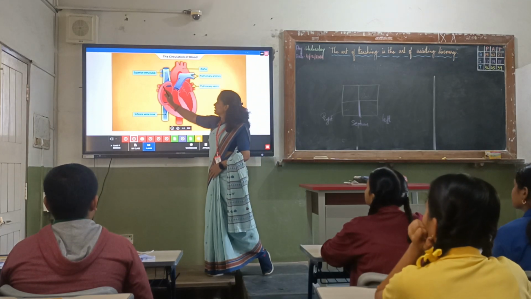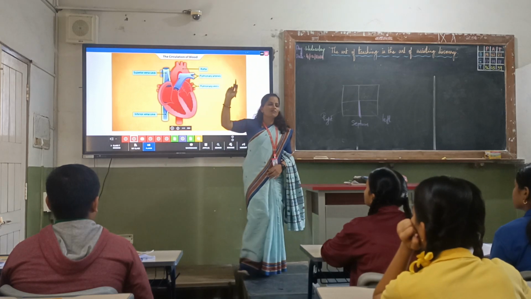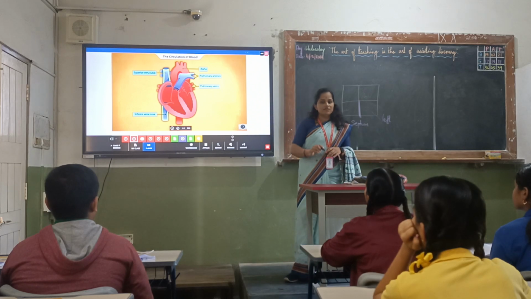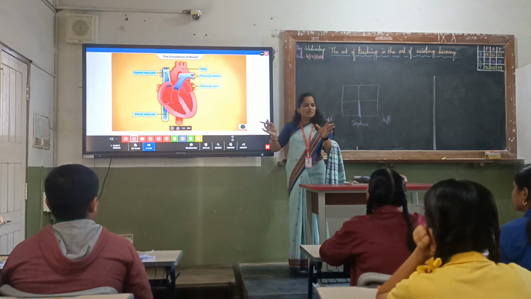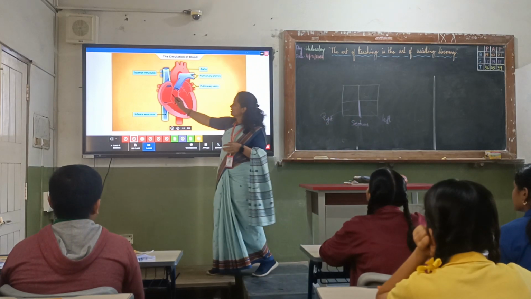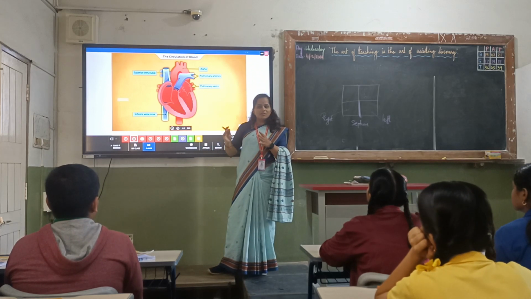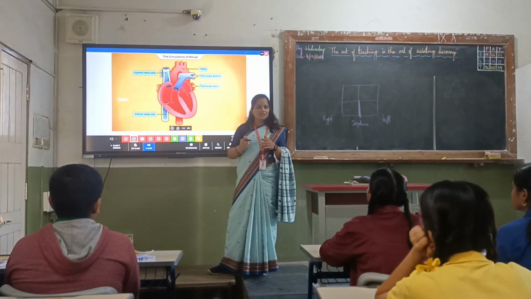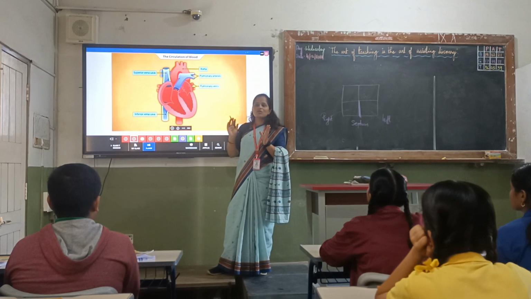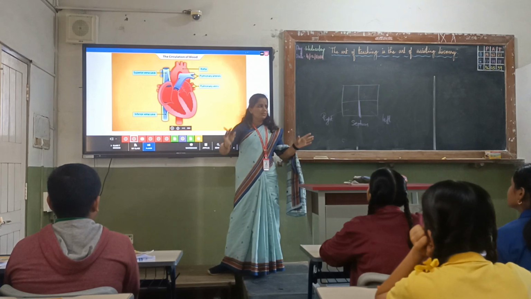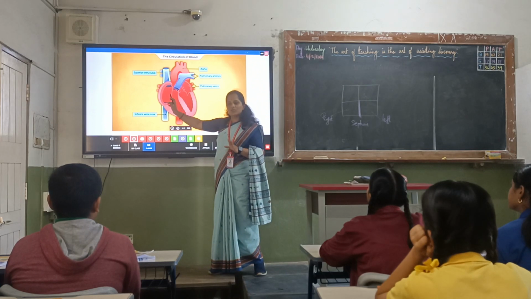Then you can see here the largest vein of the body. Vena cava is the largest vein which carries the blood from all parts and brings it to the right atrium for the purification. Because in the blood carbon dioxide gas is present and it has to be removed. So vena cava carries the carbon dioxide rich blood from all parts of the body and brings it to the right atrium of the heart.